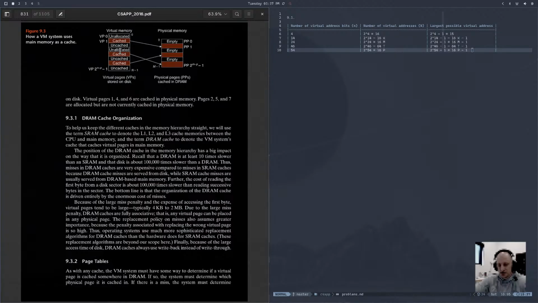DRAM cache organization. To help us keep the specific caches in the memory hierarchy straight, we use the term SRAM cache to denote the L1, L2, and L3 cache memories between the CPU and main memory, and the term DRAM cache to denote the VM system cache that caches virtual pages in main memory.